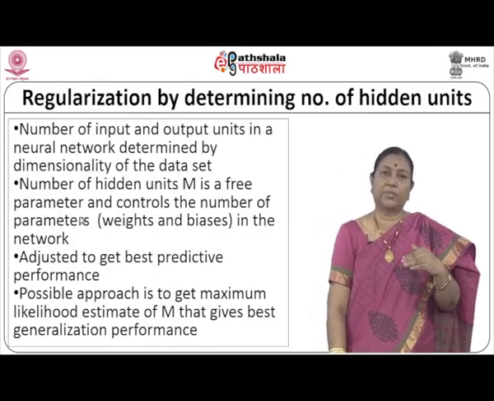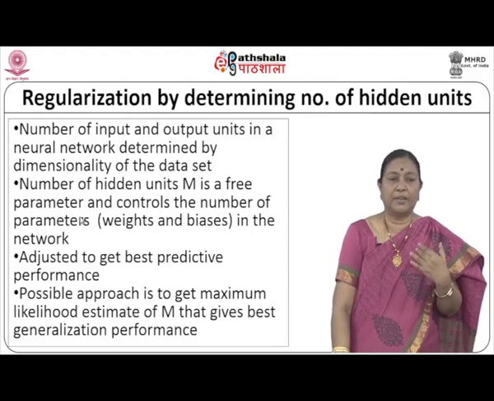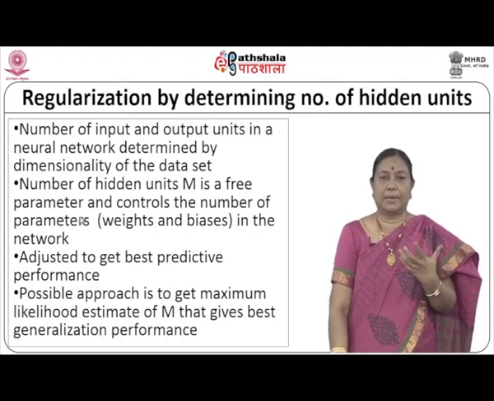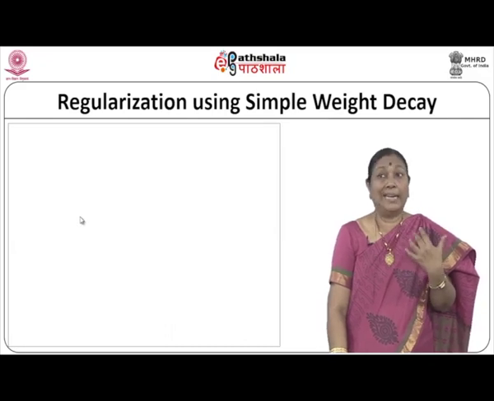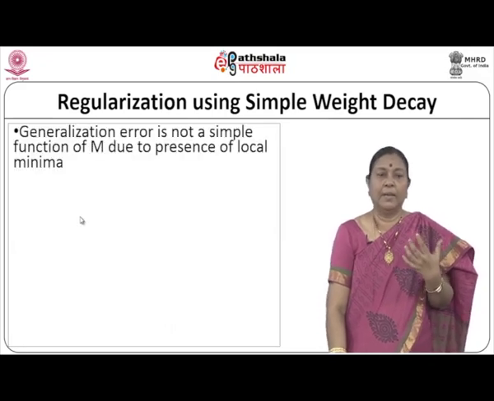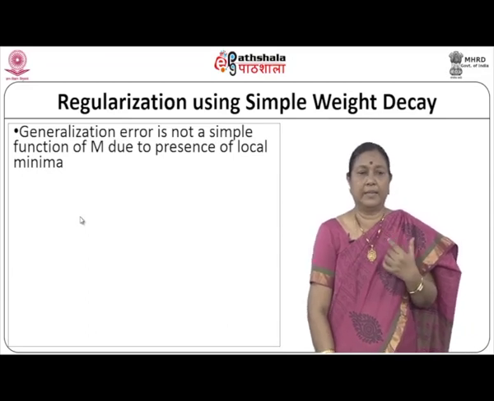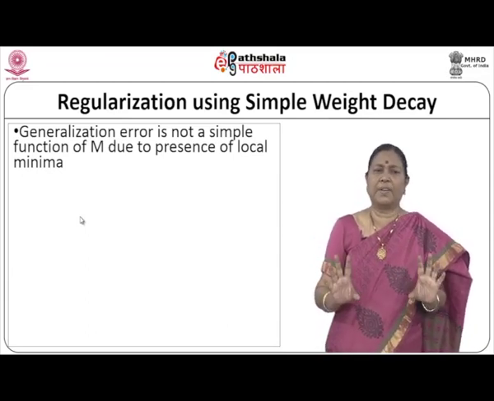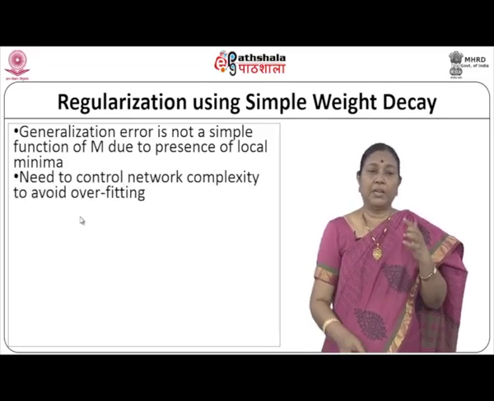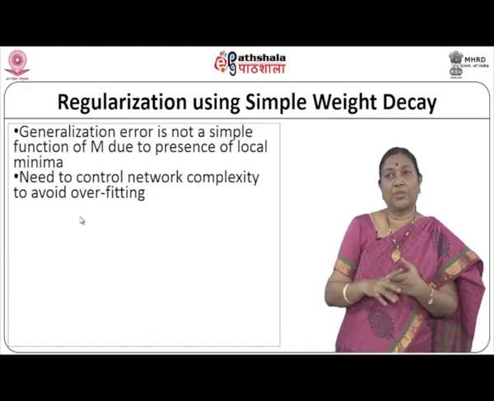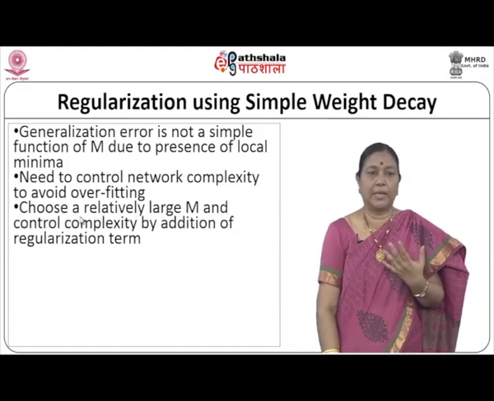Which means you try it for different values of m and try to find the one that gives the best estimate. That is the regularization using hidden units determining. Another one is using simple weight decay. Generalization error is not a simple function of m due to the presence of local minima. We had local minima, so you need to control the network complexity to avoid overfitting. That is the regularization.